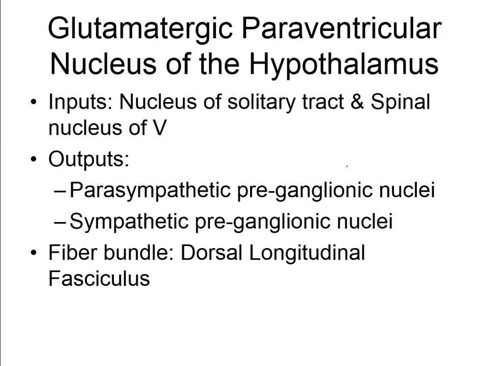So the glutamatergic is going to project down, and it's going to get inputs. Why do you care about inputs from the solitary tract and inputs from the spinal nucleus of 5? What are they giving you?